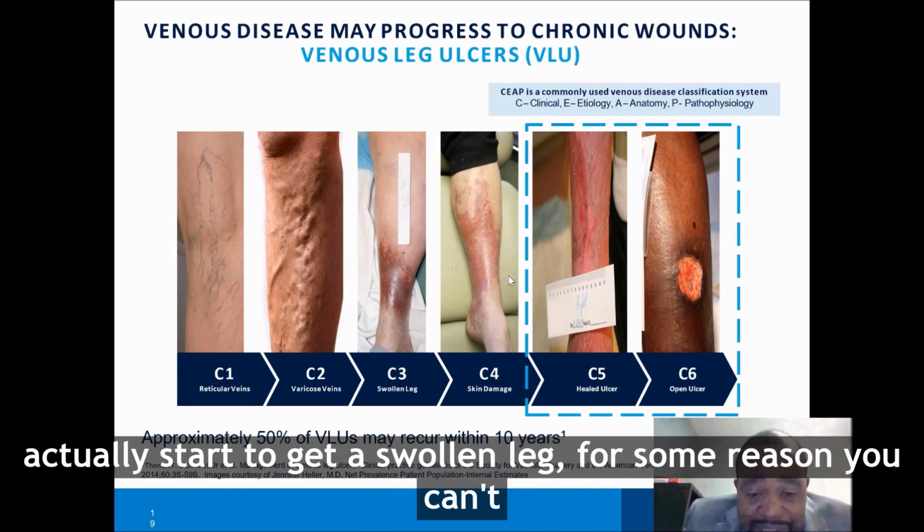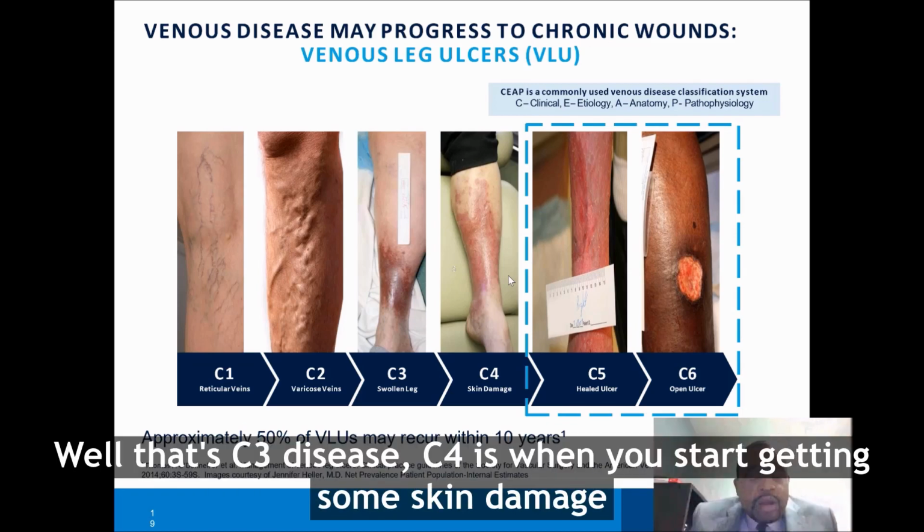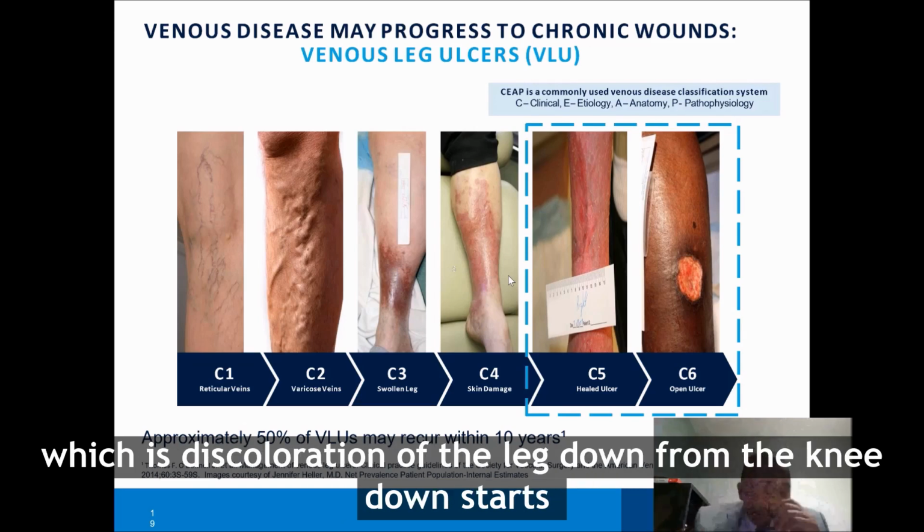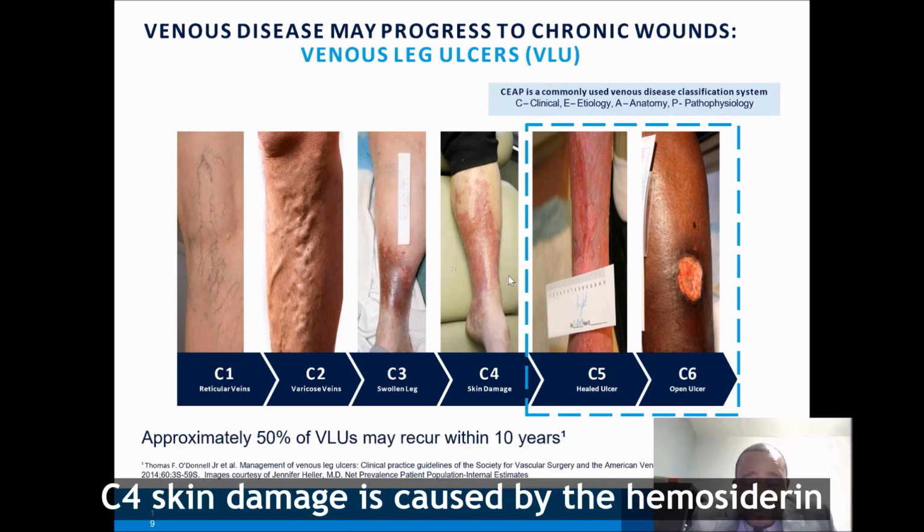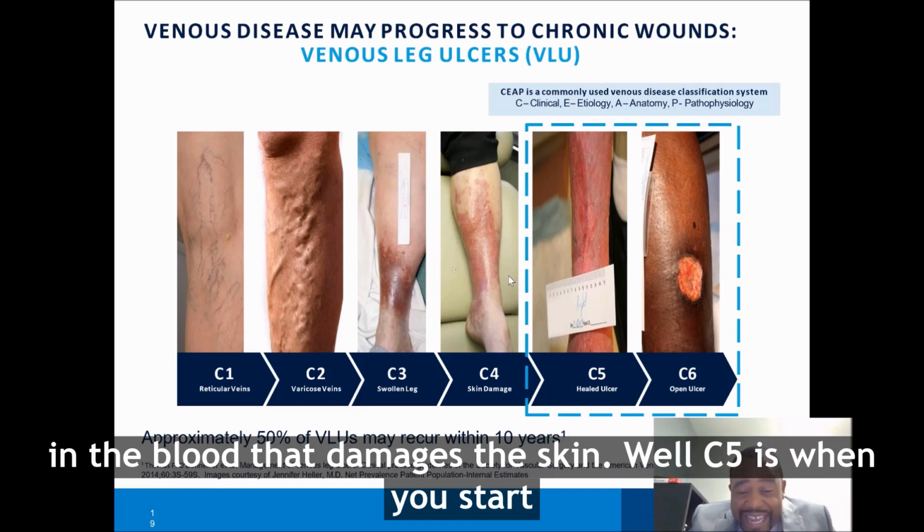C3 is when you actually start to get a swollen leg, you know, for some reason you can't explain why your leg is swollen. Well, that's C3 disease. C4 is when you start getting some skin damage, which is discoloration of the leg, from the knee down, starts getting discolored. That's C4 skin damage. It is caused by the hemosiderin in the blood that damages the skin.